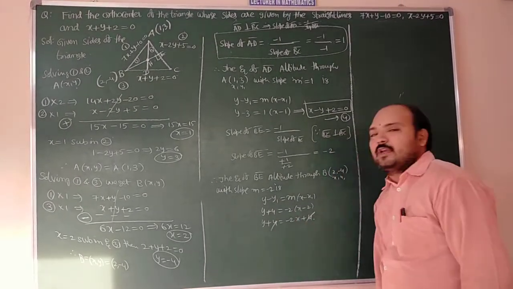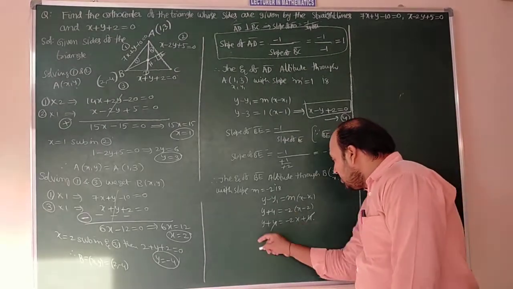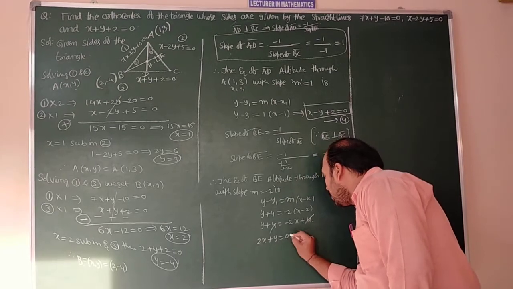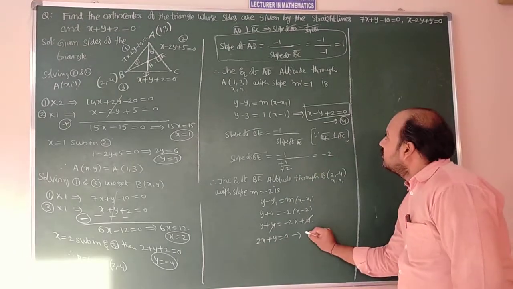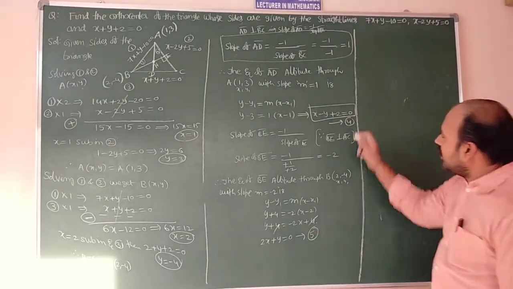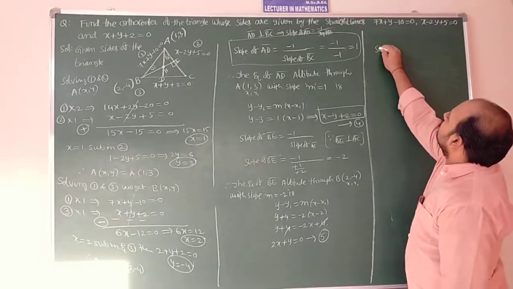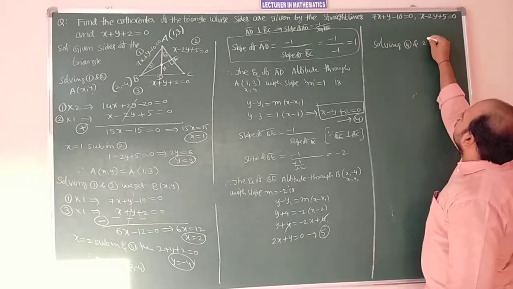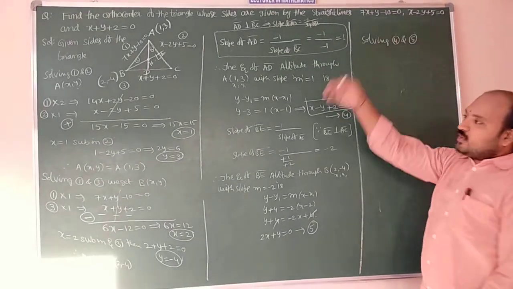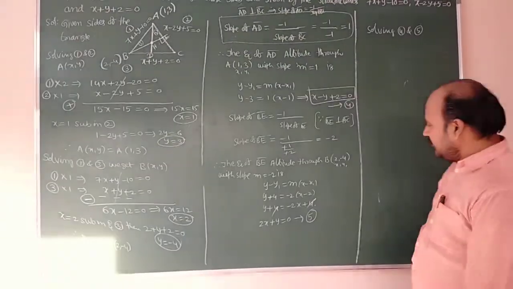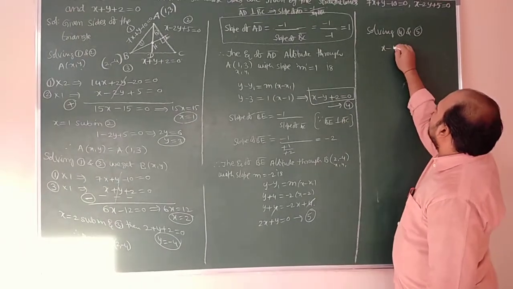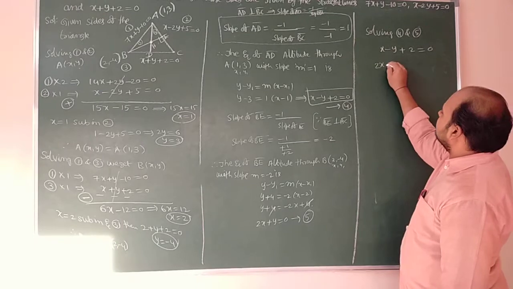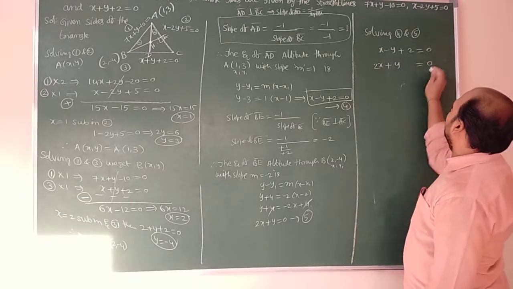Both sides plus 4 get cancelled. Minus 2x we can take to this side as plus 2x, plus y equal to 0. Equation number 5. Now solving 4 and 5. In this I am following the elimination method. X minus y plus 2 equal to 0, and 2x plus y equal to 0.